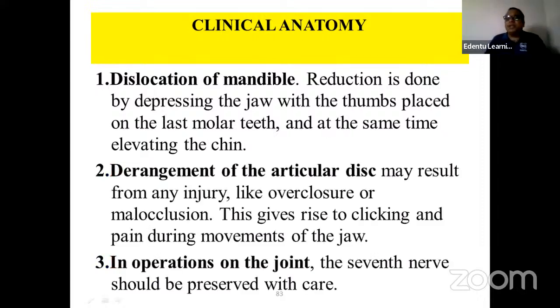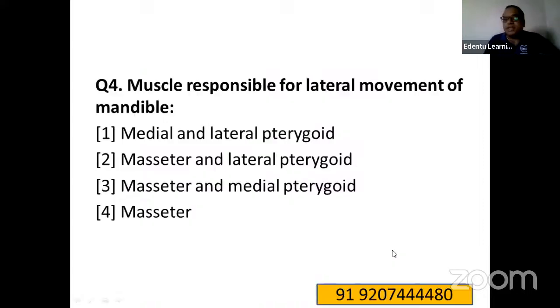Then there could be derangement of the articular disc. Elasticity may go, so you have to give steroid injections or strengthen the articular disc. A lot of that you will study in final years. And whenever you are doing any TMJ surgery, the facial nerve passes through here with 5 branches. You have to be very careful regarding that.